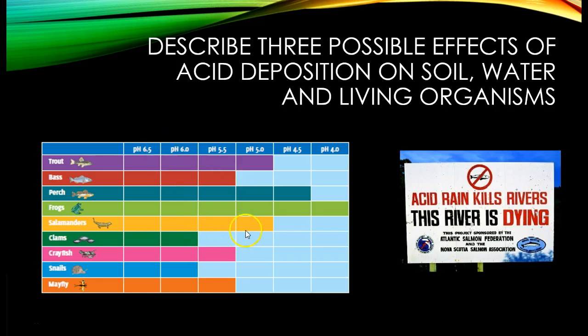Okay, and then you can see salamanders, they can tolerate slightly more drop in pH, but if we get down to 4.5 and 4, we're only going to have some species of frogs. So this is a direct effect of acid rain on organisms.